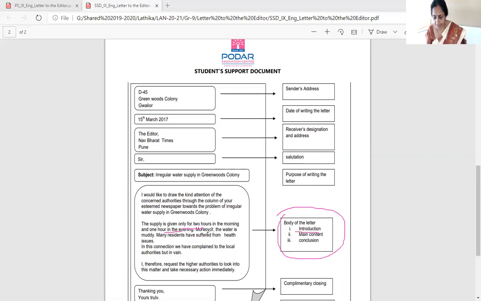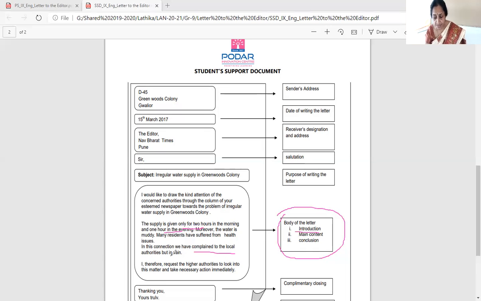In this connection, we have complained to the local authorities, but in vain. So he has tried complaining to the local authorities, whoever is concerned in that area, but they have not taken any action, and he is not happy with their response, even though he has gone and complained to them. So he is now going to go to the higher authorities maybe. I therefore request the higher authorities to look into this matter and take necessary action immediately.